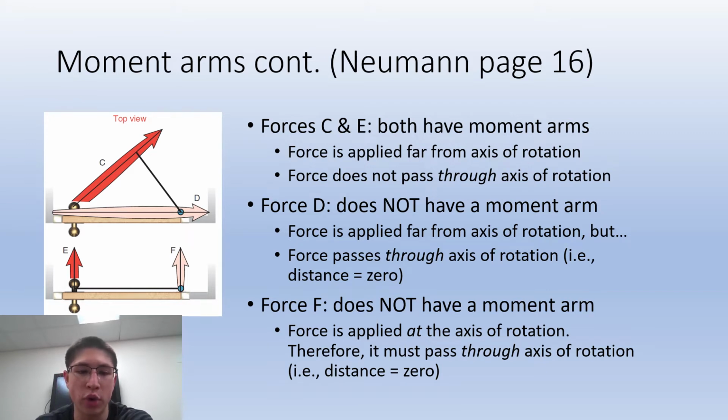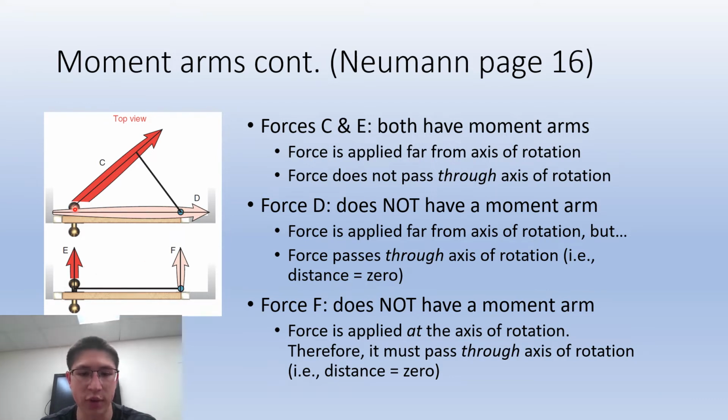So in this case, Newman's showing us 4 different ways to apply force. Here's force C right here. Here's force D. Oh, sorry, you can't see that. Here's force C. Here's force D. Here's force E over here, and then here's force F. If you look at forces C and E, both of those forces have moment arms. What that means is that there's a distance between the line of force and the center of rotation.